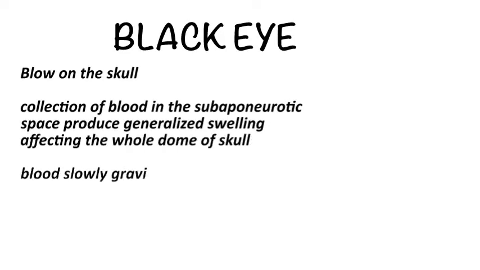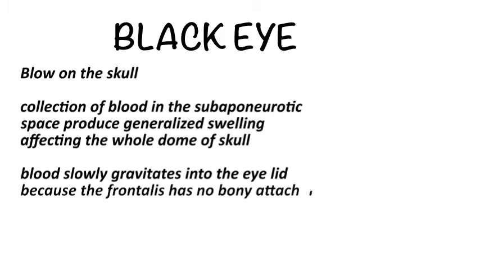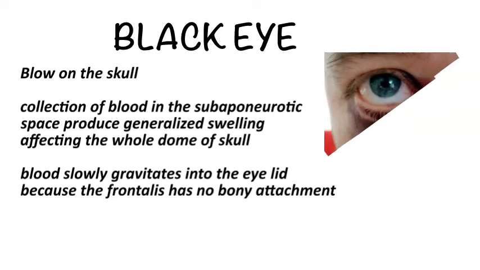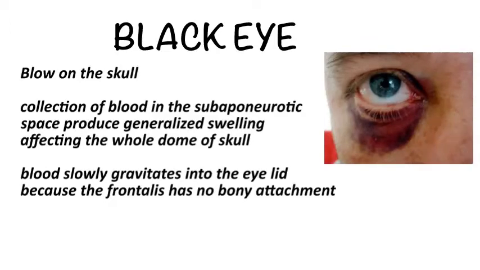Black eye. The blood and fluid collecting in the layer of loose areolar tissue following a blow on the head tracks freely under the scalp, producing generalized swelling over the dome of the skull. Blood slowly gravitates into the eyelids because the frontalis has no bony attachments.